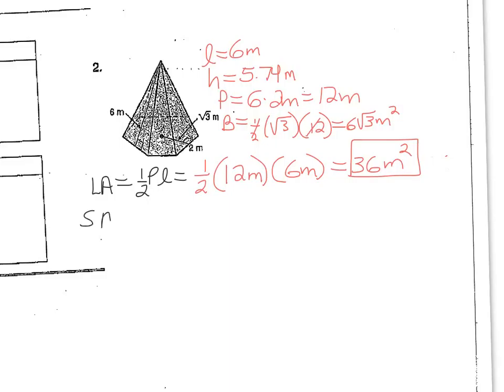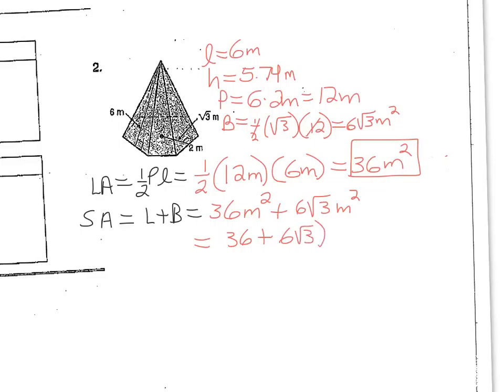Next is the surface area, which is lateral area plus the area of the base. When you substitute, the lateral area is 36 square meters, right? And the area of the base is 6 square root of 3 square meters. If you want to put this as an exact answer, you put the simplified part first, which is 36, and then 6 square root of 3 on the side. You put that in parentheses, and that is the square meters.